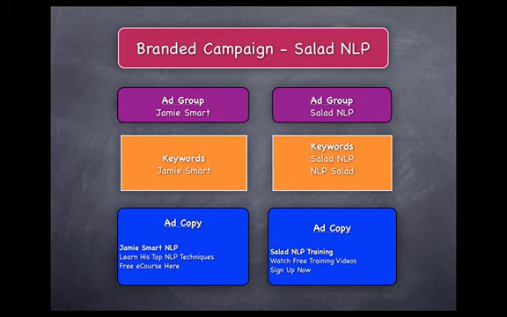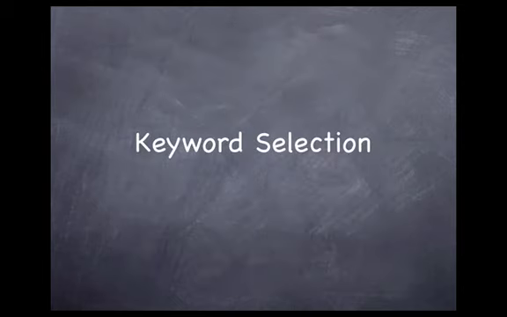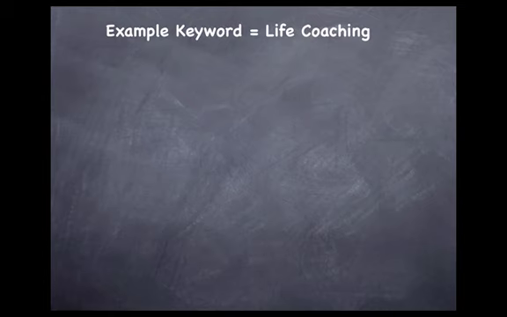So at the point of the searching, I just want to stay consistent with what they're actually looking for. So the next element of the account is the keyword selection. And not all keywords are made the same, which I'm going to show you here. So let's say you're looking to build a life coaching practice.